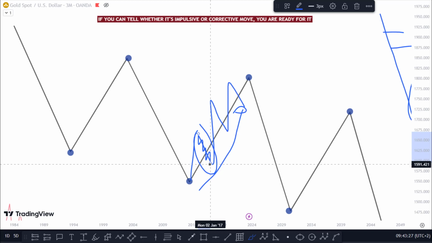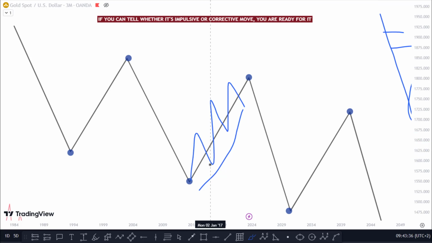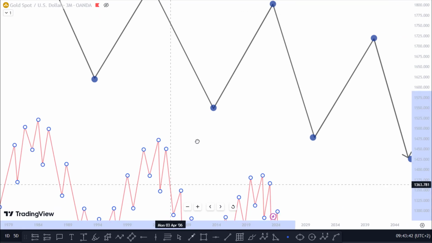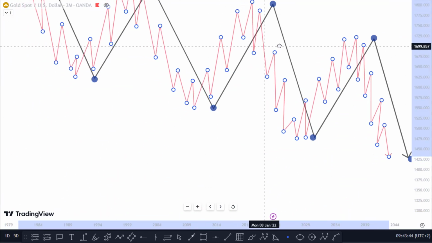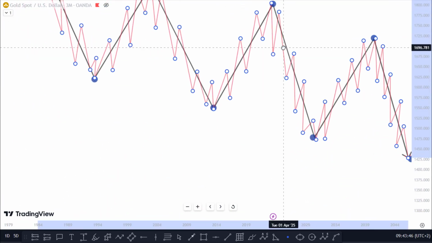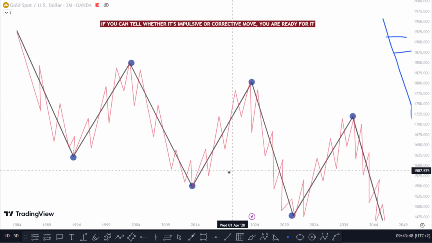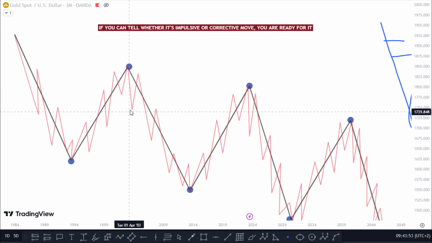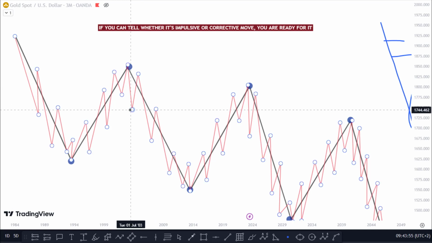If you can understand what I'm talking about now, you are ready to go, guys. I promise, you are ready to go. So here we have what? We already have our structure on another time frame. So this red color is what you are likely to see when you switch from monthly time frame to weekly time frame.